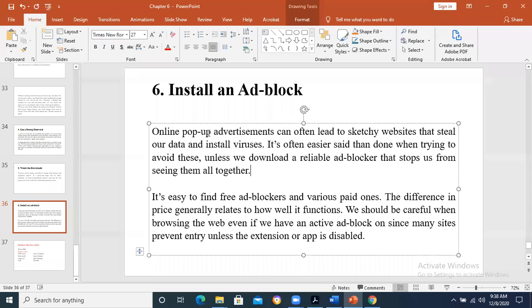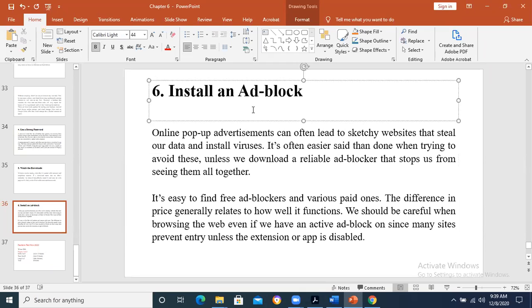Pop-up advertisements, I had shown you examples of pop-up and online advertisements, can often lead to sketchy websites that steal our data and install viruses. It's often easier said than done to avoid these, unless we download a reliable ad blocker that stops us from seeing them, so we can avoid such ads. Normally you would have seen ads of games which look very attractive, telling you to download this game or that game.